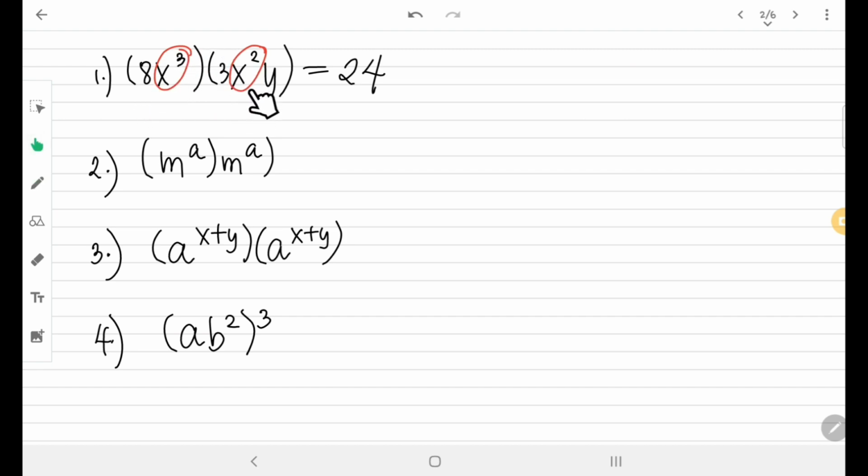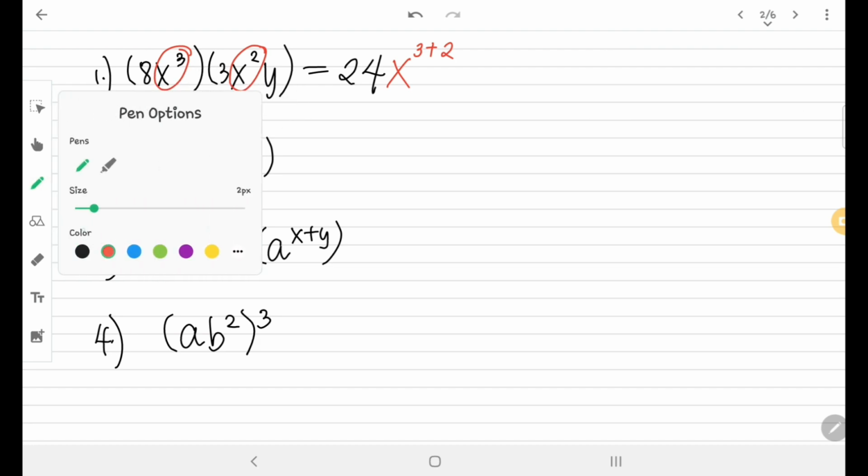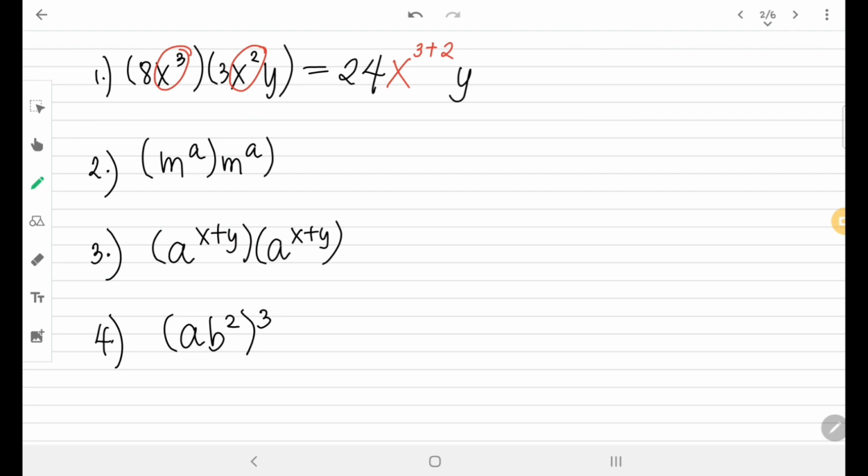Di ba yung multiply doon sa x cube kay x squared? So, ang mangyayari dyan is x raised to 3 plus 2. Bakit? Kasi, same base sila, pareho silang variable x. And then, may x1 sila, so multiplication. Kaya, i-add mo yun. And then yung y, walang kapareho. So, you have nothing to do with y other than copying it. So, let's write the final answer. We have 24x raised to 5 kasi 3 plus 2 is 5, and then y. Bakit nag-add? Kasi yung operation ay multiplication.